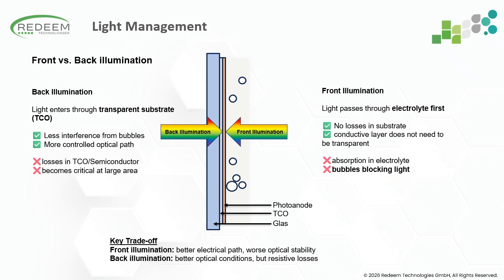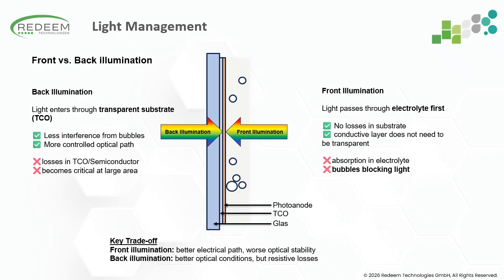And in front illumination, the situation is reversed. The light enters through the electrolyte first and reaches the photoelectrode directly. So this avoids optical losses in the substrate and also means the current collector no longer has to be transparent, giving much more flexibility in electrode design.